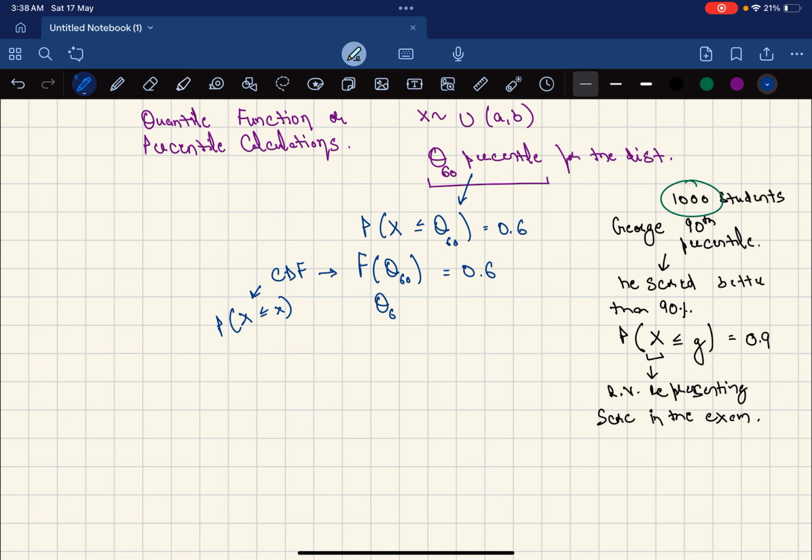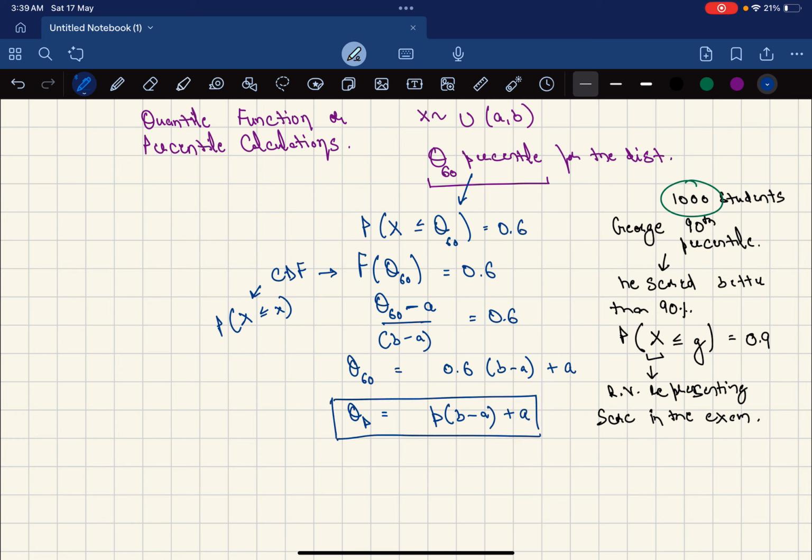Therefore, now we simply use the definition which we earlier derived for the CDF, which is (x minus a) upon (b minus a). This is equal to 0.6, and therefore we can get Q60 as 0.6(b minus a) plus a. Now this can obviously be generalized as the pth percentile: p(b minus a) plus a. So this is the function using which we can calculate the percentiles for any random variable. In this case, for a uniform distribution, we derive the given expression.